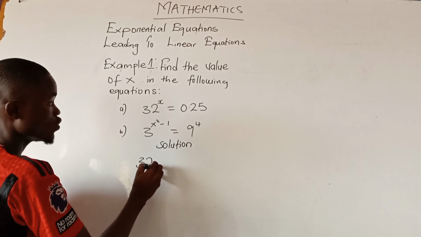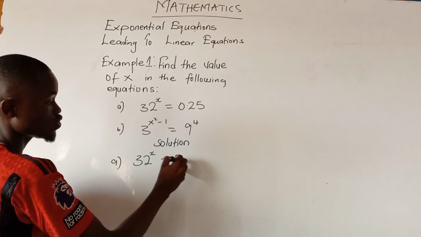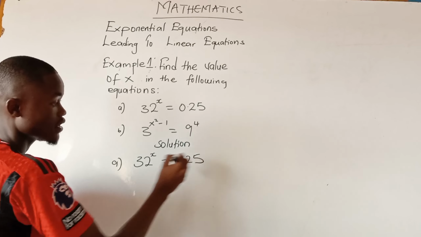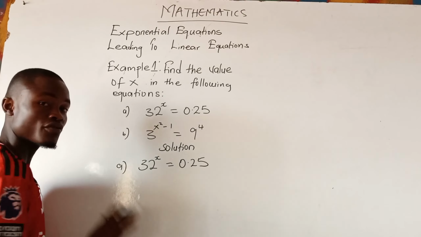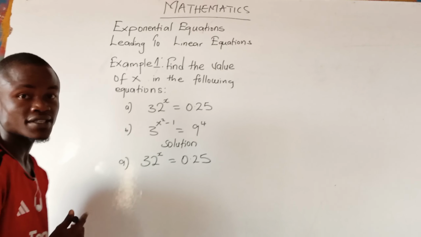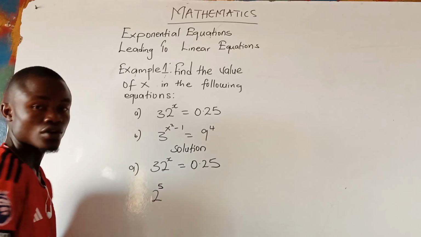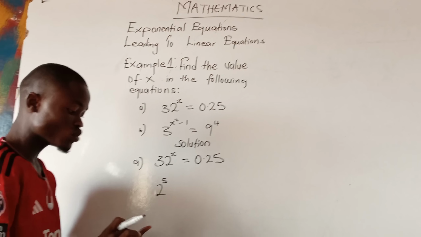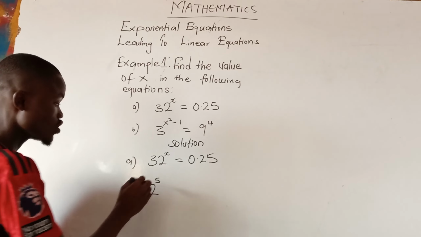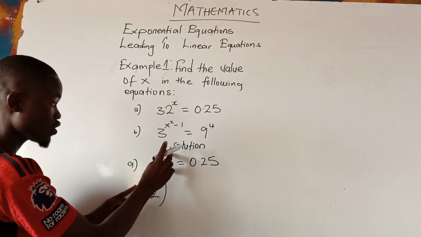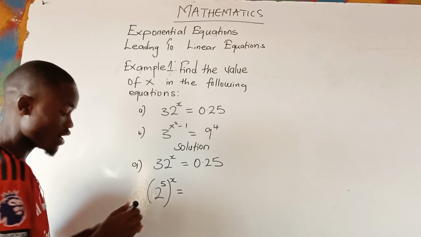Now 32 raised to the power x equals 0.25. Here we express this 32 in index form. Very simple and straightforward. How do we express it? If you say 2 raised to the power 5, that is 2 times 2 times 2 times 2 times 2, it will give us 32. So you open a bracket and close it, because this 32 also has a power of x, equal to.